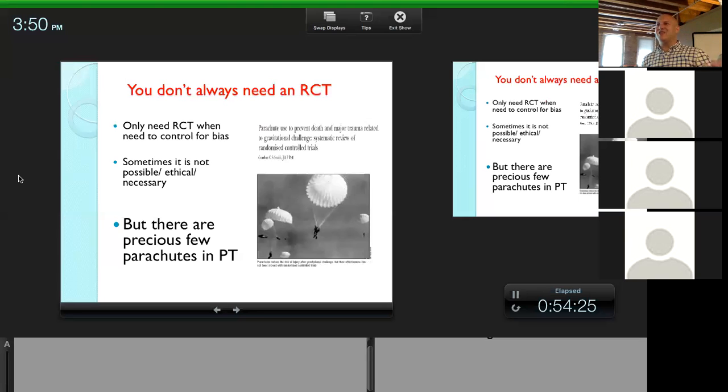And they were making that analogy to say, you don't need an RCT for us to know that our treatments work. You only need an RCT really where you need to control for biases. You only need an RCT if there is uncertainty, otherwise it's a pointless exercise. And sometimes, as we said, it's not ethical. But I would argue in our clinical fields, there aren't many parachutes. There aren't many interventions, I'm trying to think of any actually, where you could say without a shadow of a doubt, I know this works just from observing it in the clinic. There aren't many at all.